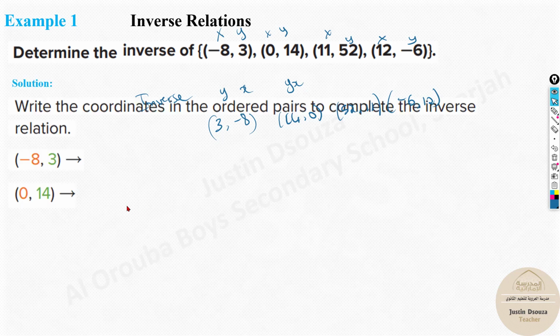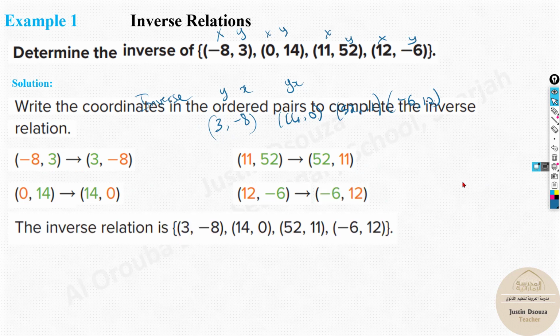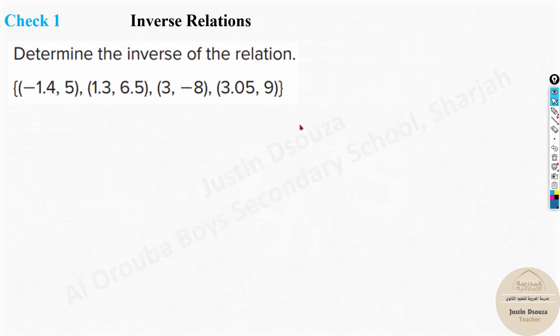So it is very straightforward. Each of these terms just swap. It becomes 3 and minus 8, 14 and 0, 52 and 11, and minus 6 and 12. This is the inverse relation for these given coordinates. Now we will look into the next one. Here you can just do it by yourselves. There's nothing much in it.